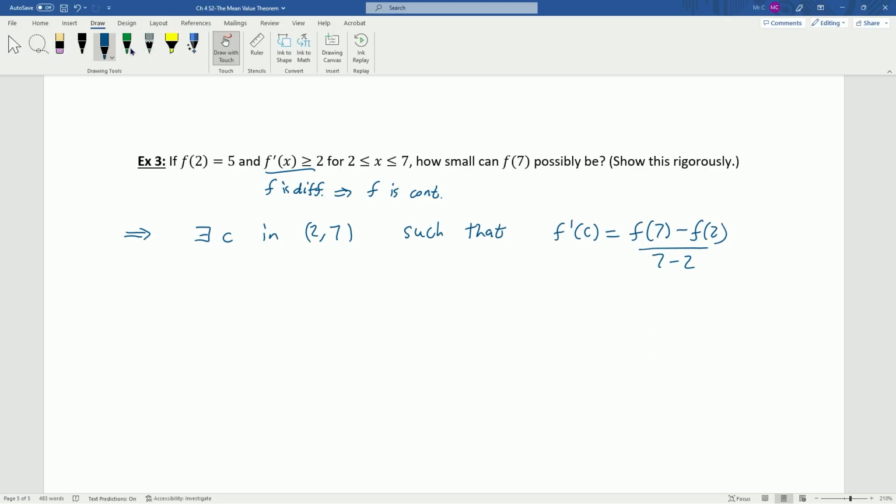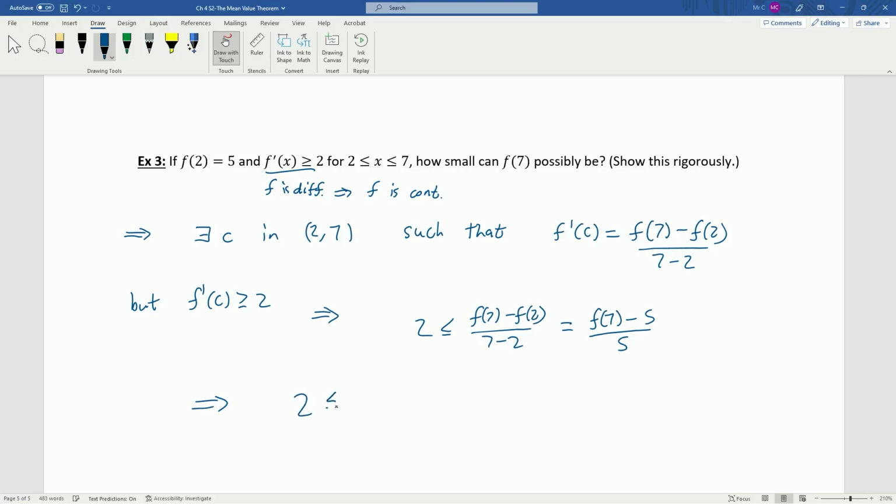But f prime of c is greater than or equal to 2. So that implies that this expression is greater than or equal to 2, because it's equal to f prime of c. And we know that f of 2 is 5, and 7 minus 2 down here is 5. So now we've got the inequality 2 is less than or equal to f of 7 minus 5 over 5. Multiply the 5 across. We get f of 7 minus 5 is greater than or equal to 10. Add the 5. And that implies that f of 7 is greater than or equal to 15.